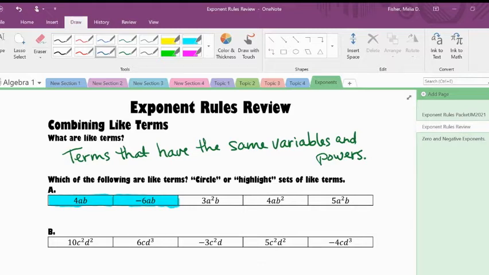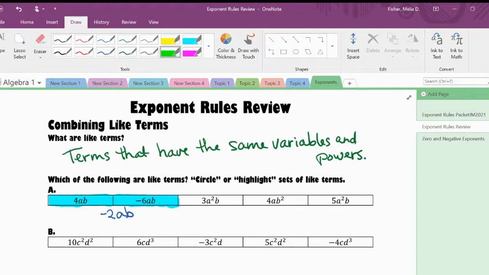I can combine those together, the 4 and the -6, make a -2, and then my a to the first power and b to the first power are still a to the first power and b to the first power. They remain the same.